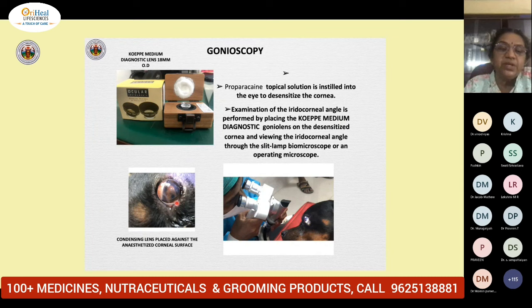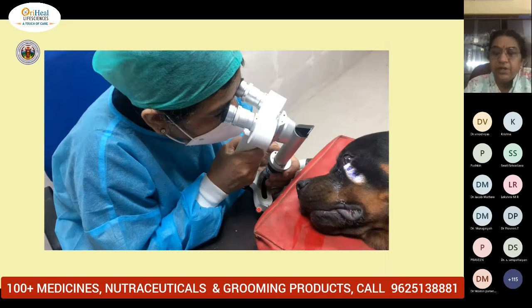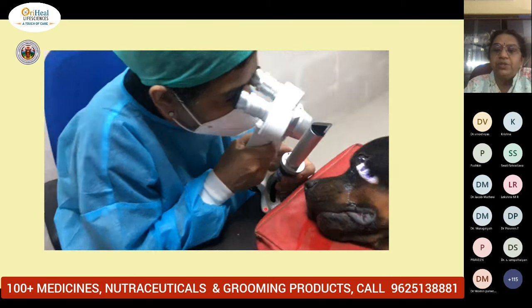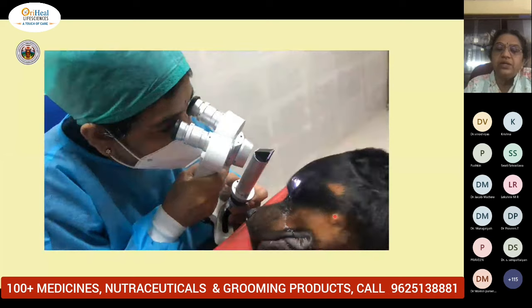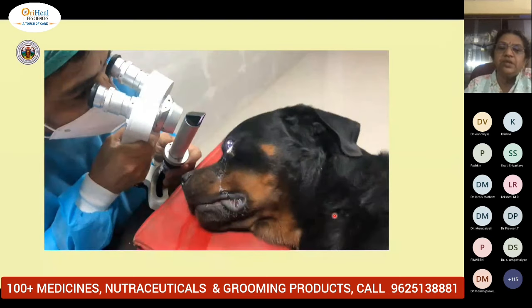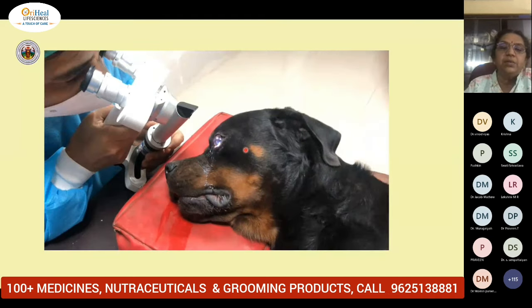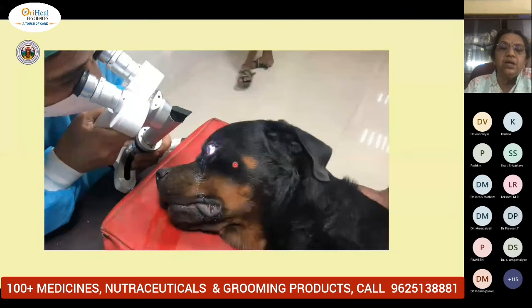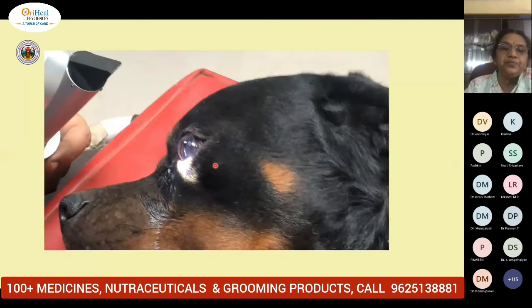Even after putting the gonioscopic lens, you will not be able to directly read the iridocorneal angle, because you definitely need some magnification. Either you can depend upon the slit lamp like this, or with the help of an operating microscope, you can give a general anesthesia and then position the animal under the microscope and study the iridocorneal angle.